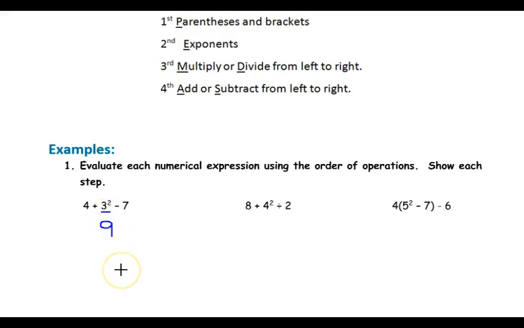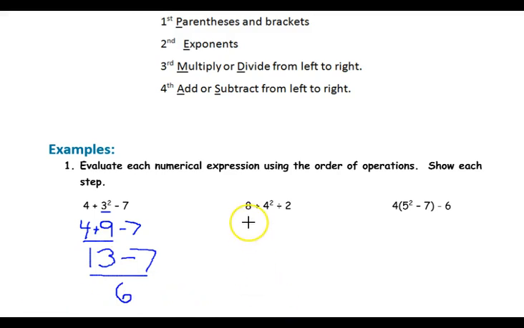Notice I'm going to write the value directly below that. And then I'm going to rewrite the rest of the expression exactly as it appears, making sure to include all of the symbols and numbers from the original expression. So my next step is to figure out what I am going to do between adding and subtracting. Remember, adding and subtracting are equals, so we work from left to right. So my first operation is going to be 4 plus 9. And that's going to give me a value of 13. And again, I'm going to keep the minus 7 as part of the expression. I'm just doing one thing in each step. Finally, I'm ready to subtract. 13 minus 7 gives me a total value of 6.